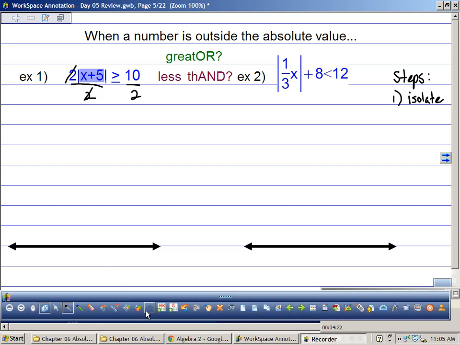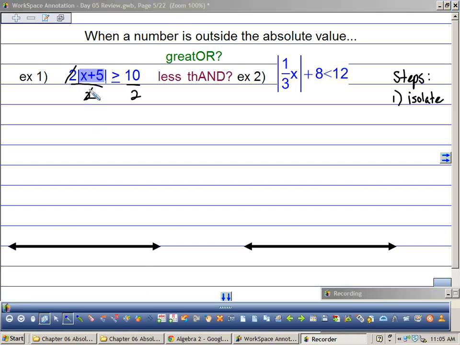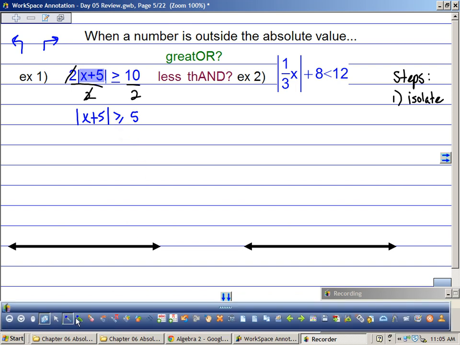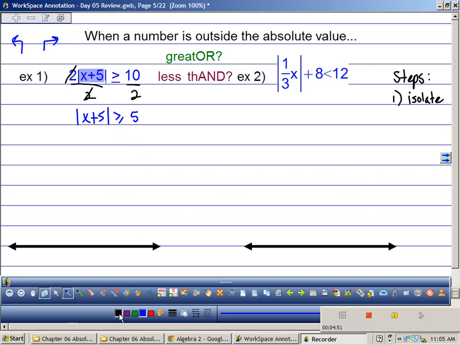When I divide by 2, I'm left with the absolute value of x plus 5 is greater or equal to 5. What is greater going to look like? Like this or like this? Bigger or smaller? Bigger. It's going to look like this. Right? Before I do anything, I should know exactly what it's going to look like. Okay, what is my second step? Somebody raise their hand and tell me. After I isolate, then what do I do?